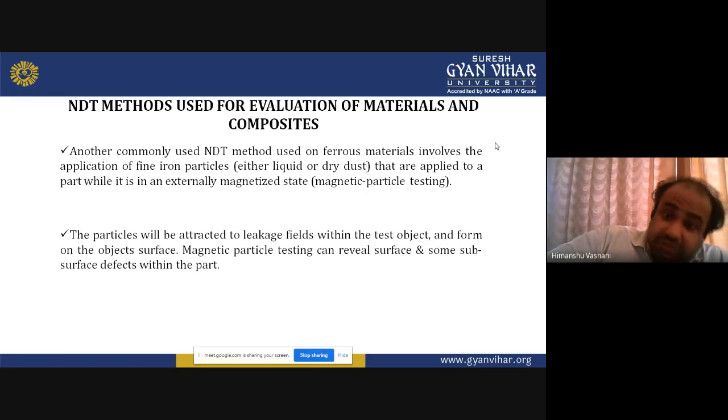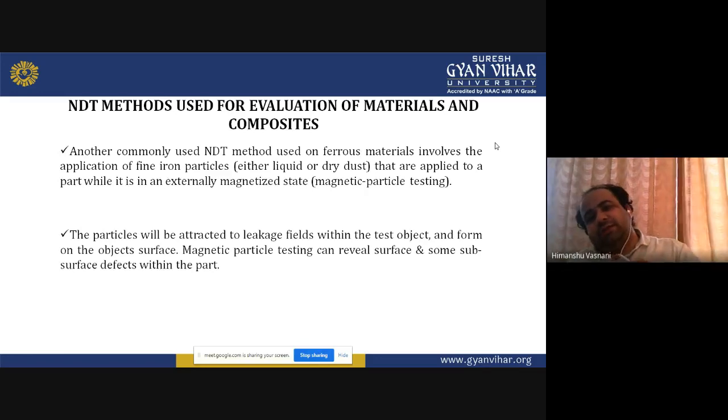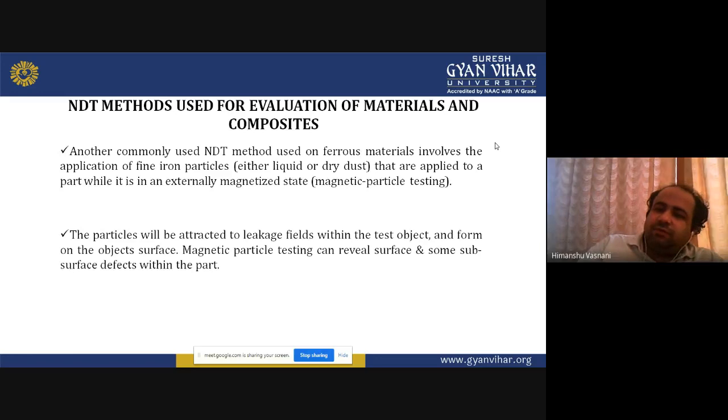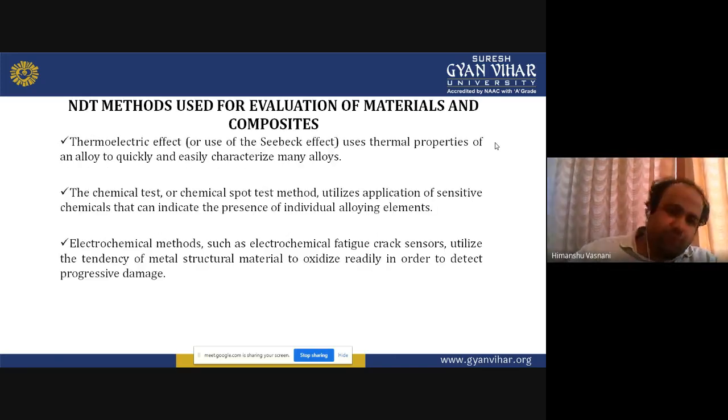Now, this is a special feature: when there is a leakage in the test workpiece or test object, the magnetic particles automatically form on the surface, and you can easily understand that this is the surface where some defect is found. If the defect is inside also, you can find it, because if there is an accumulation of powder, there is some internal defect, and you can easily find it. It will automatically show you.